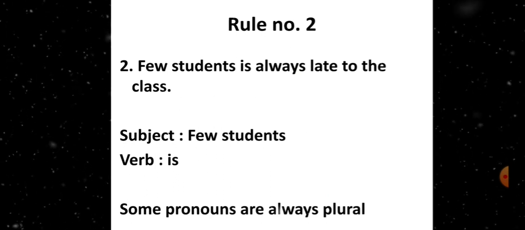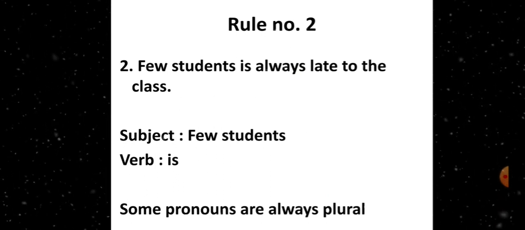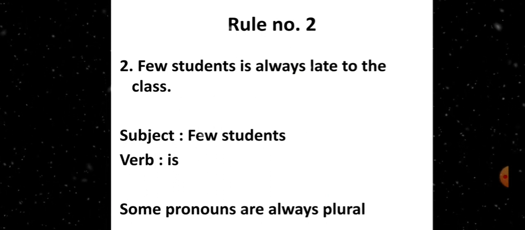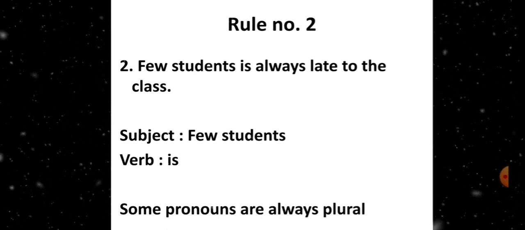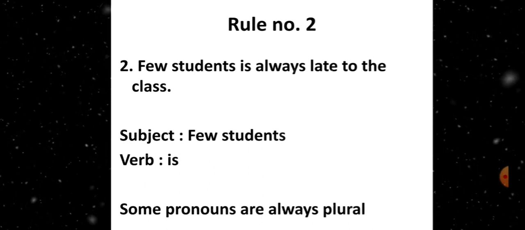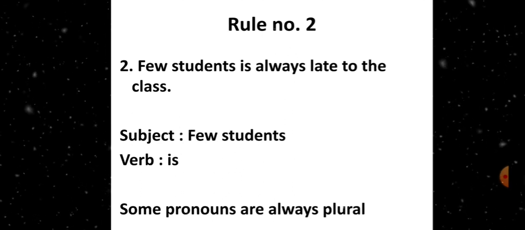Now rule number two. Few students is always late to the class. So now what is the verb here in the sentence? The verb is.